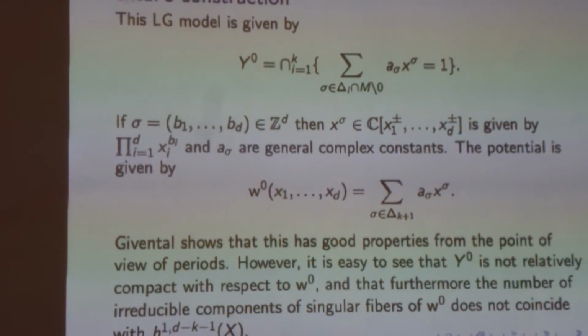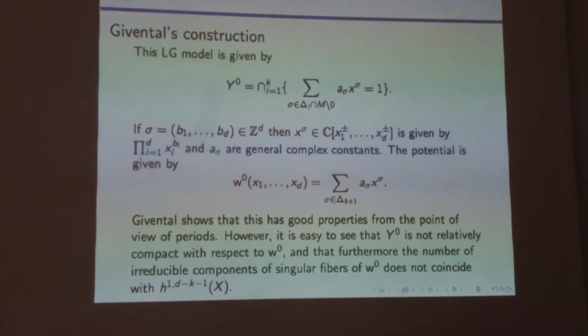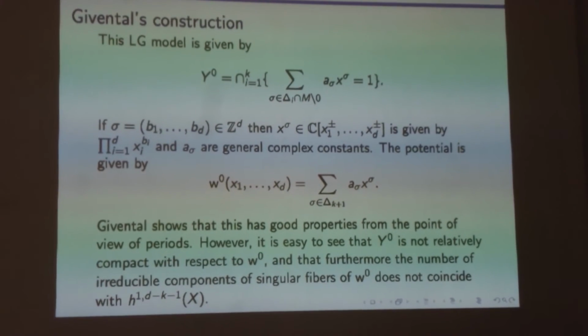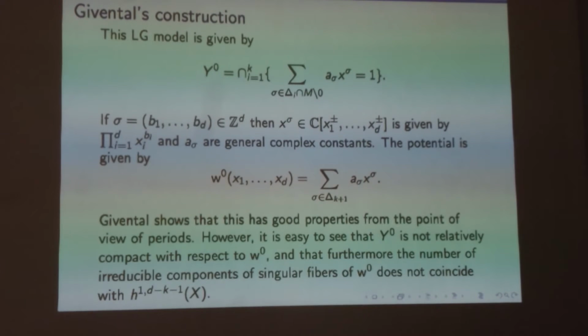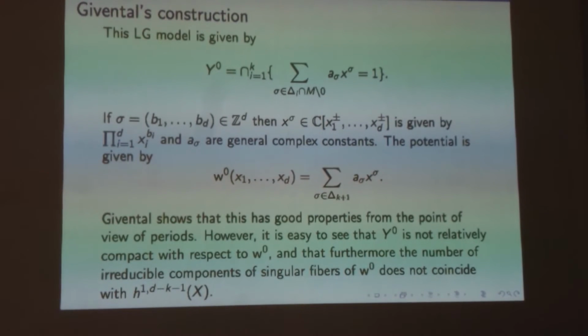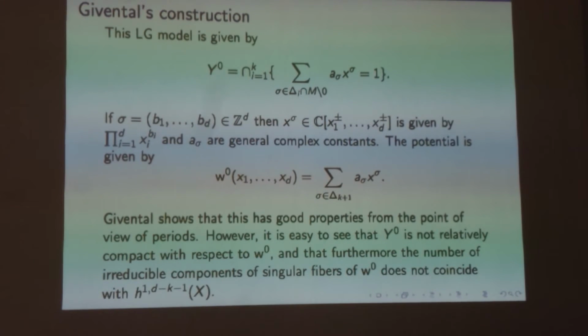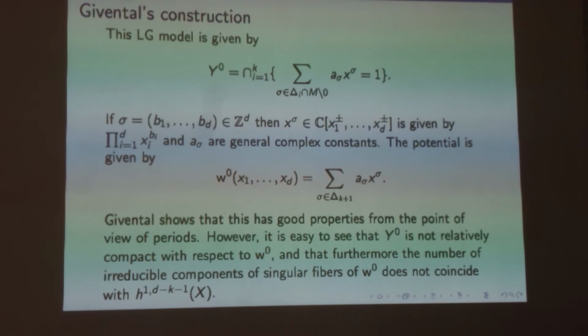Okay. So what Givental proves is that this thing has quite nice properties with respect to relating periods, or oscillating integrals, on one side, and quantum periods, or quantum cohomology, or Gromov-Witten invariants, on the side of X, on the Fano.